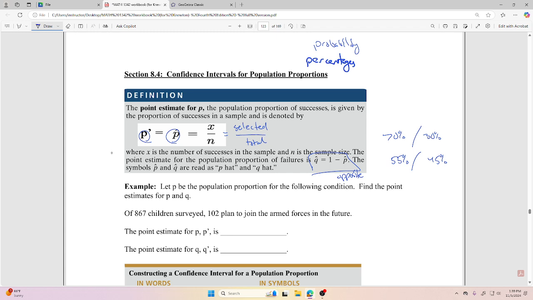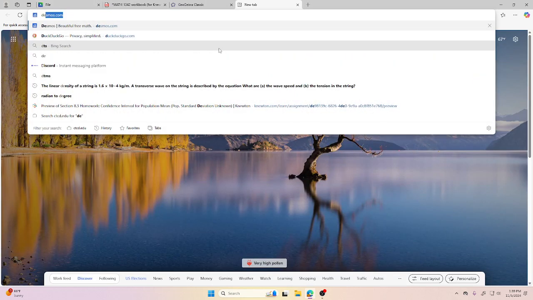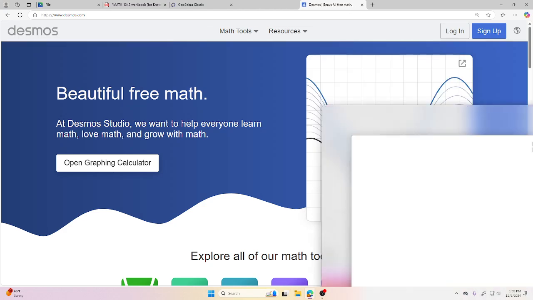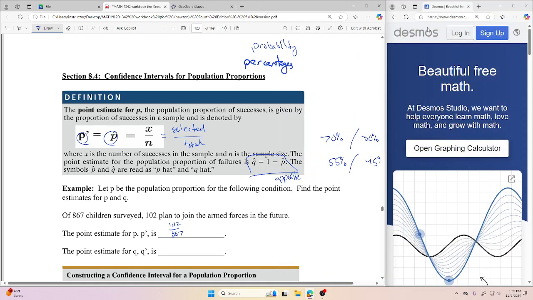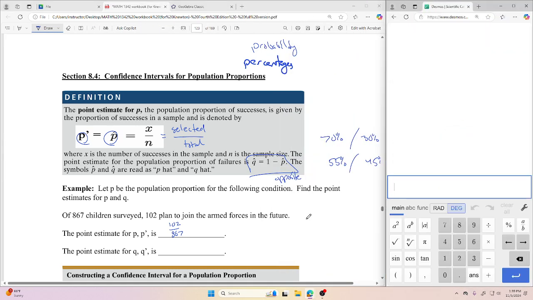Cool. Okay. So we got 102 plan to join the armed forces out of a total of 867. What is P? It's probably 102 over the 867. Calculator. So I'm going to use some Desmos real quick to get some simple answers. So here we go. Scientific.